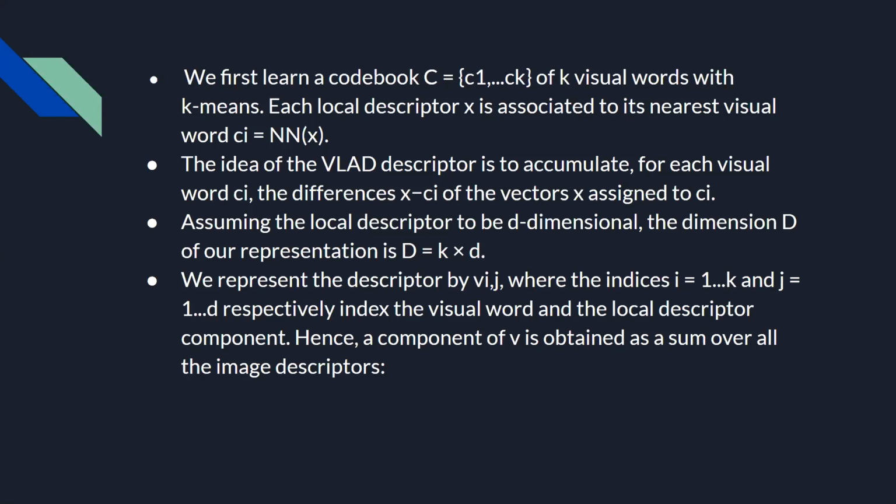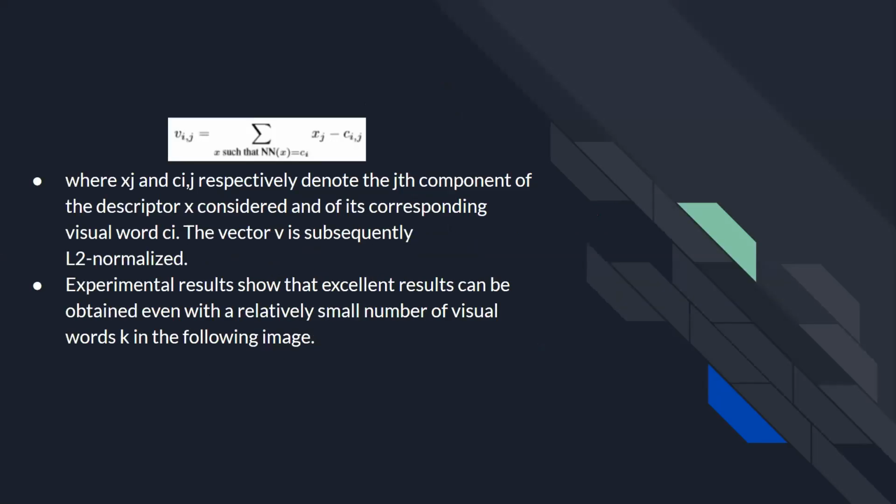Assuming the local descriptor to be d-dimensional, the dimension D of our representation is k cross d. We represent the descriptor by v i,j, where i and j are indices running from 1 to k and 1 to d respectively, indexing the visual word and local descriptor component. Hence, a component of v is obtained as a sum over all the image descriptors, as shown here, of x minus ci for the descriptor x considered and its corresponding visual word ci. The vector v is subsequently L2 normalized.